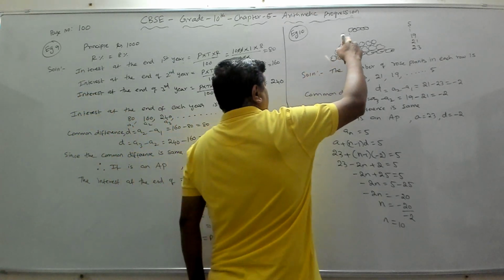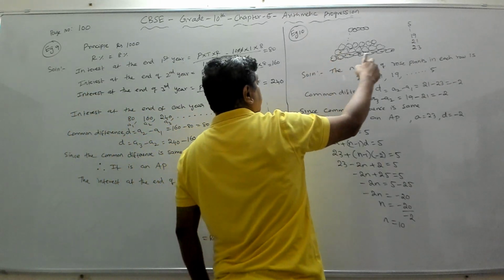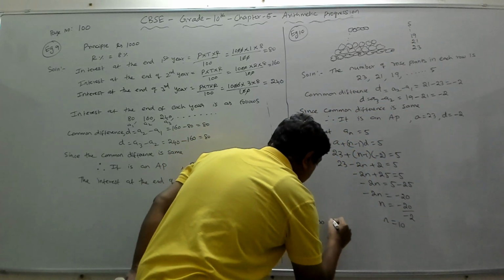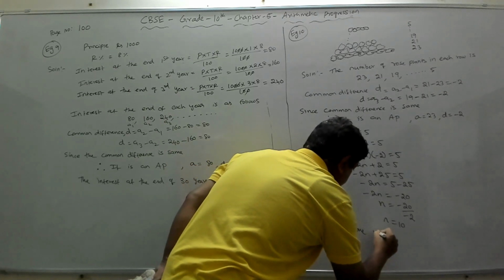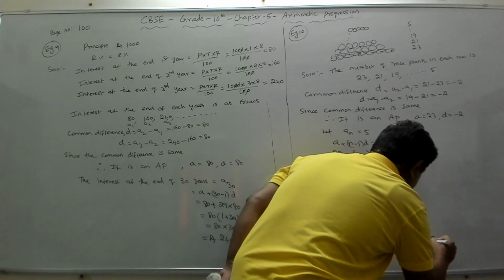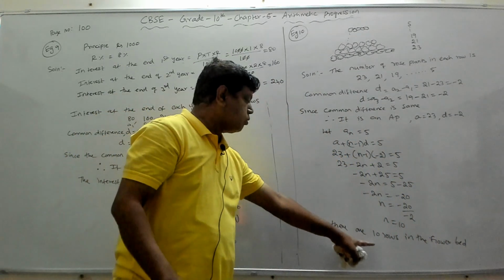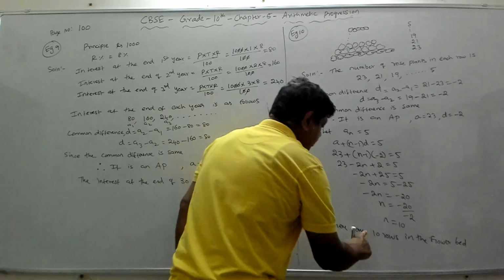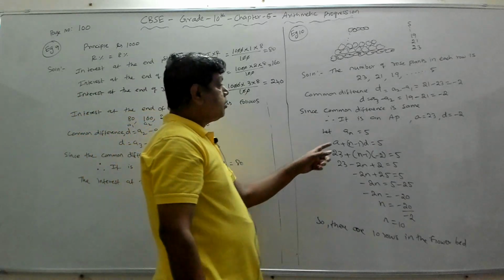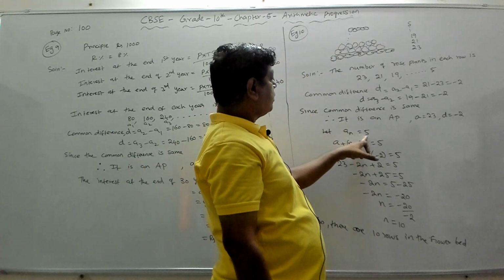So the last row has 5 rose plants. And how many rows are there in total? If you count 1, 2, 3 like that, there are 10 rows. So we'll say there are 10 rows in the flower bed. The flower bed has 10 rows, because we assumed that this is the last row, an. n denotes the number of rows.